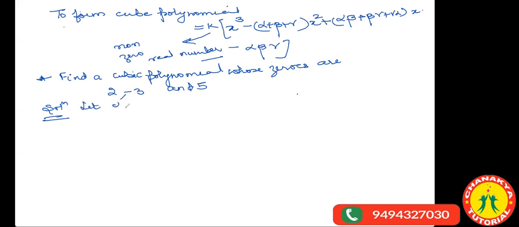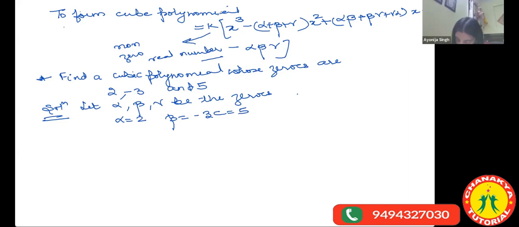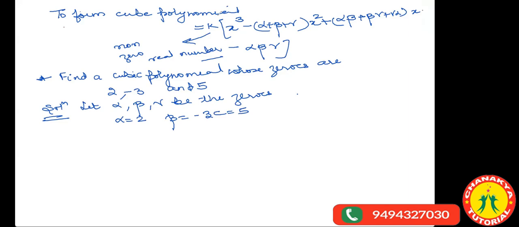So let alpha, beta and gamma be the zeros of the polynomial. So the value of alpha will be 2. The value of beta is -3. And the value of gamma is 5. Clear? Yes, ma'am. Okay.